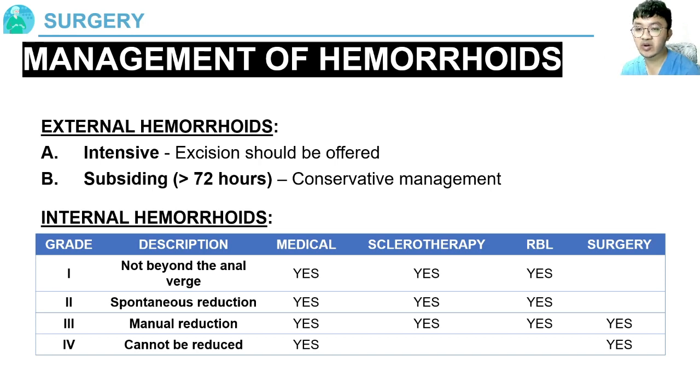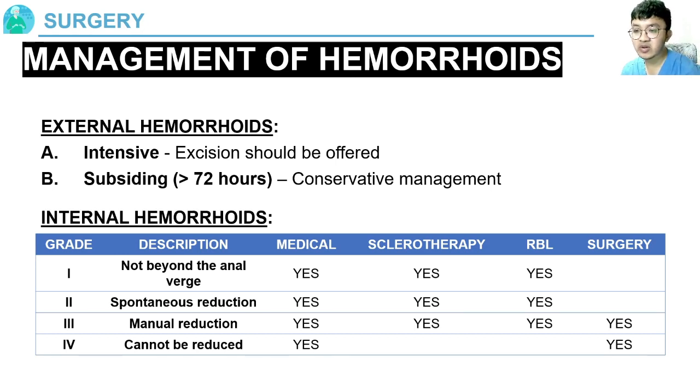However, if it's already more than 72 hours, studies have shown the patient will usually recover spontaneously. Although a part of the hemorrhoid may still be there, there might be a sentinel pile which relates to it. But usually more than 72 hours, you don't need to offer surgery. You can only manage it conservatively because again, they usually regress after 72 hours of the attack.